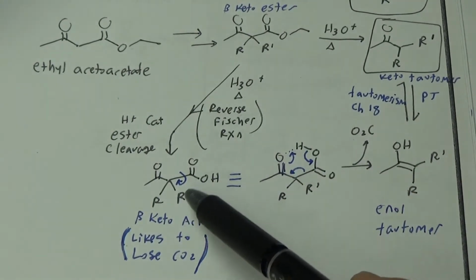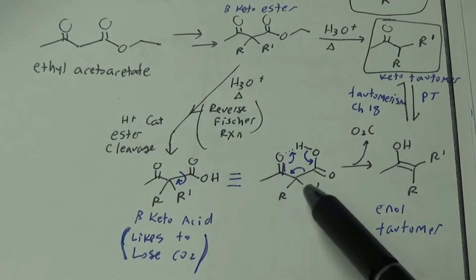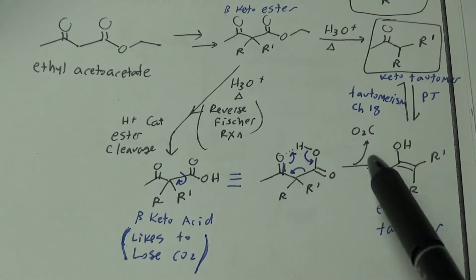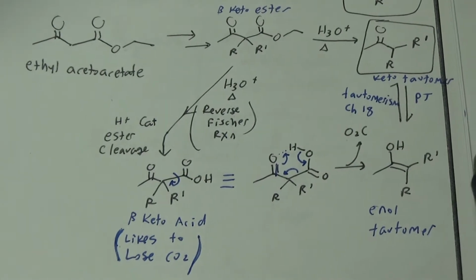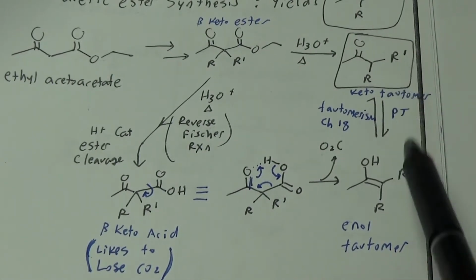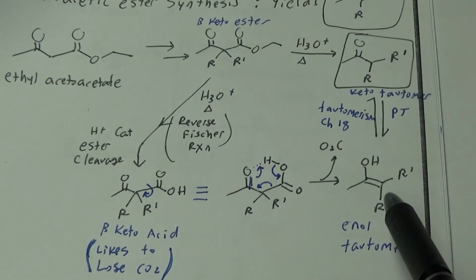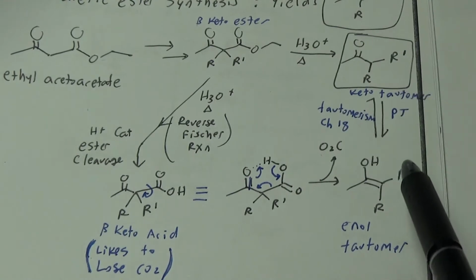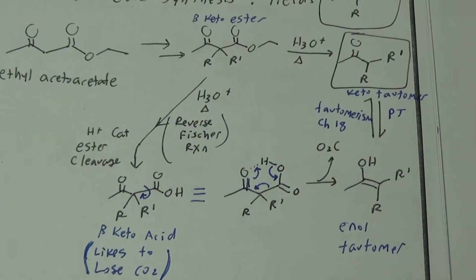Then you get the beta keto acid, and then it flips up, and the oxygen is able to swing up, grab the proton, decarboxylate, lose CO2, make an enol, and then enols can tautomerize to the keto form using proton transfer, essentially. It's just a two-step mechanism that we learned in chapter 18.